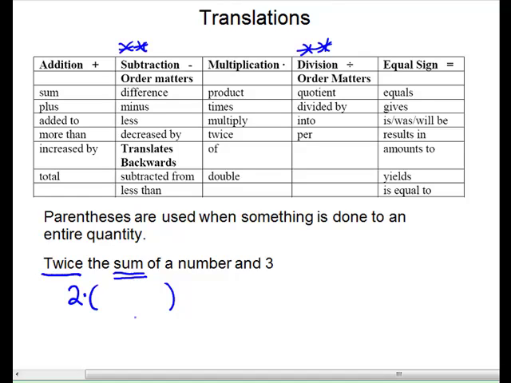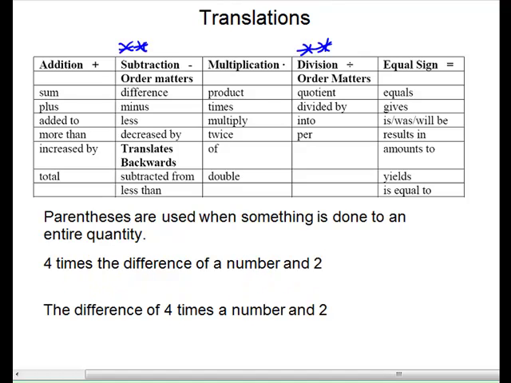And then the sum will translate inside. So sum is add. There's your separator, a number, and 3. Now, once you realize that you have the parentheses, you would not have to have the dot. So if you have 2 with just the parentheses, that would be fine. And then you could even simplify that.